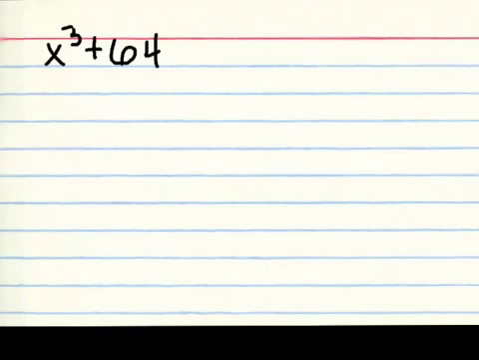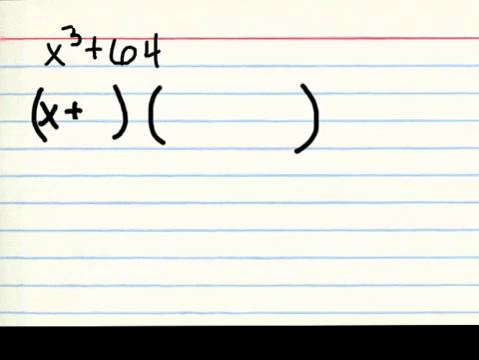We have x cubed plus 64. So the cubed root of x cubed is what? X. Since it's plus, our first sign is plus. What's the cubed root of 64? 4.